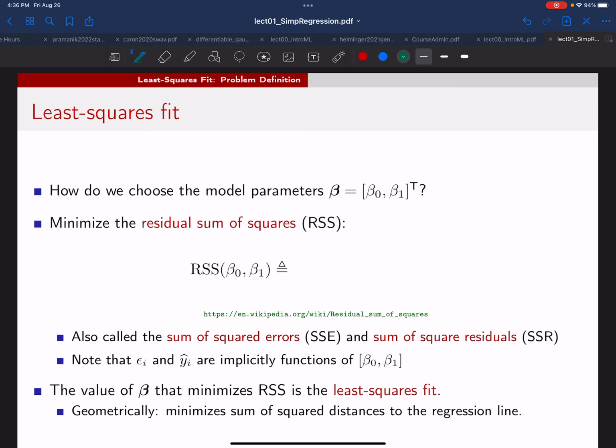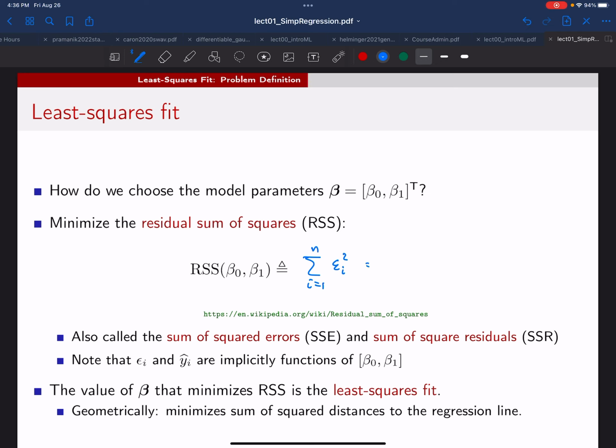Okay, so we are going to use something called the residual sum of squares. That is going to be, by definition, the thing that we want to make small when we do our data fit. The way we define the residual sum of squares is it's just the sum over all our data points, i going from 1 to n, of our prediction error, epsilon i, squared. It has other names. Sometimes people call it the sum of squared errors or the sum of squared residuals. And there's a nice Wikipedia page if you click that green link. It has a nice long page about it.